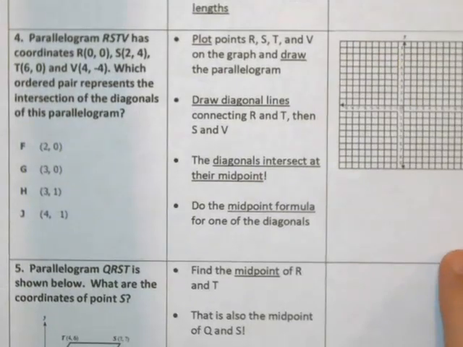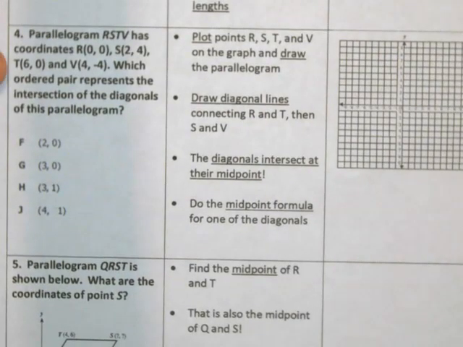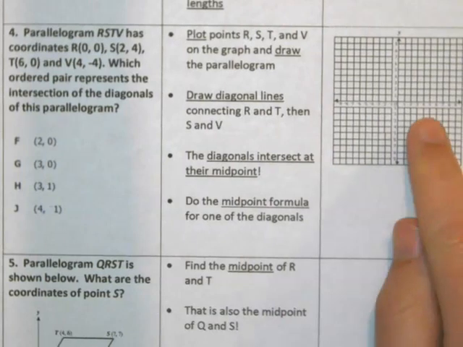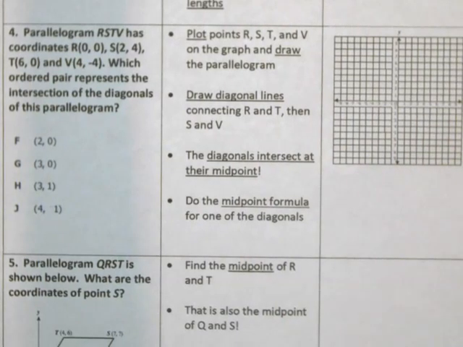The next example problem, number 4, says, parallelogram RSTV has coordinates R(0,0), S(2,4), T(6,0), and V(4,-4). Which ordered pair represents the intersection of the diagonals of this parallelogram? Let's start this problem by plotting points R, S, T, and V on the graph at the right, and then drawing this parallelogram.